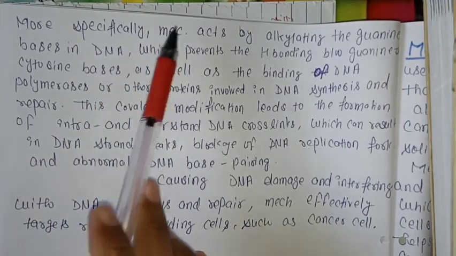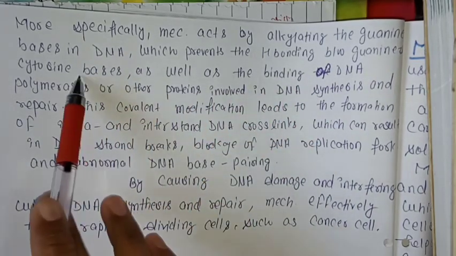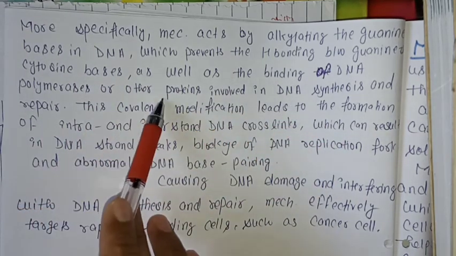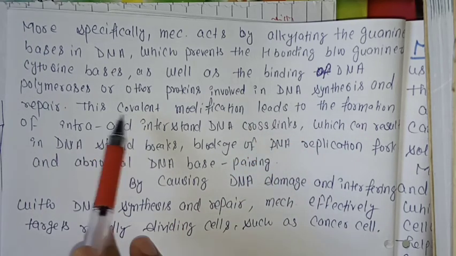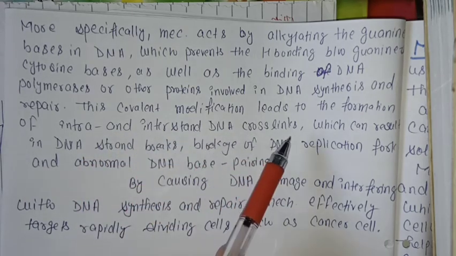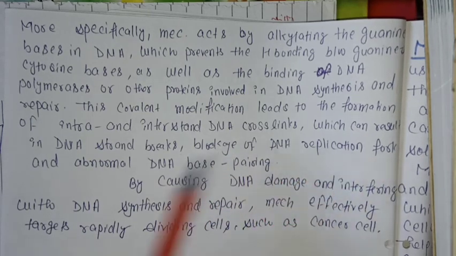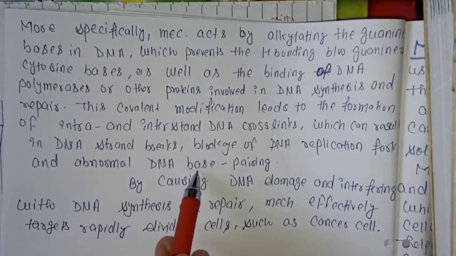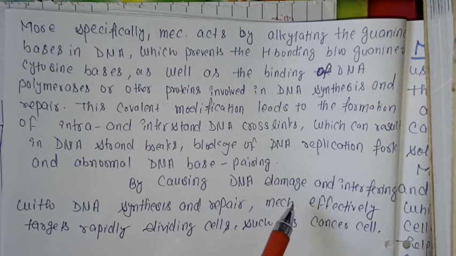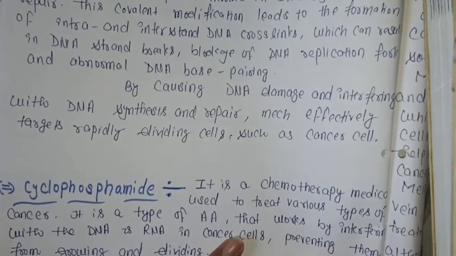Right? More specifically, it acts by alkylating the guanine base in DNA, which prevents the hydrogen bonding between guanine and cytosine bases, as well as binding of DNA polymerase or other proteins involved in DNA synthesis and repair. This covalent modification leads to the formation of intra- and interstrand DNA crosslinks, which can result in DNA strand breaks and blockage of DNA replication and abnormal DNA base pairing. By causing DNA damage and interfering with DNA synthesis and repair mechanisms, it can effectively target rapidly dividing cells such as cancer cells.